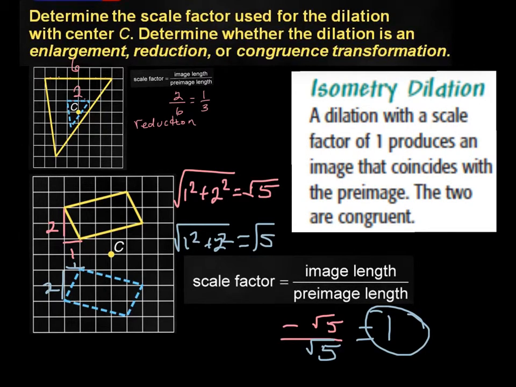And that is an example of an isometry dilation. A dilation with a scale factor of 1 produces an image that would exactly coincide with, lay on top of, if it were a +1. So the two images are congruent. Since this one is -1, my negative kind of got lost in my circle there, the images do not coincide. They don't lay on top of each other, but it's still an isometry because they're the same size and shape.